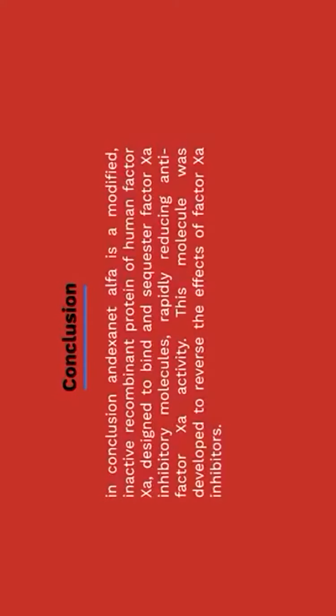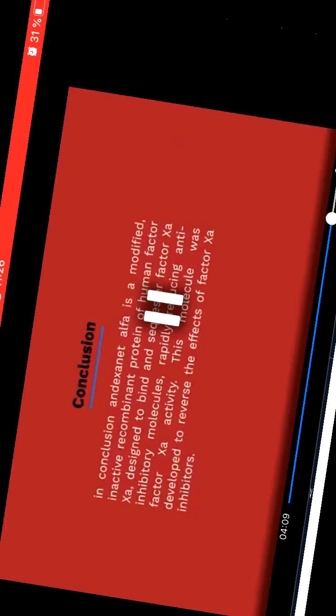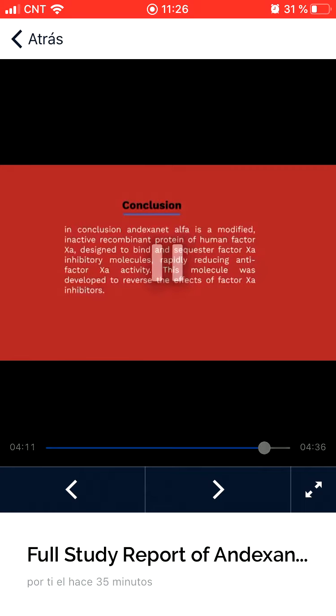Conclusion: Andexanet alfa is a molecule, an inactive recombinant protein of human factor Xa.